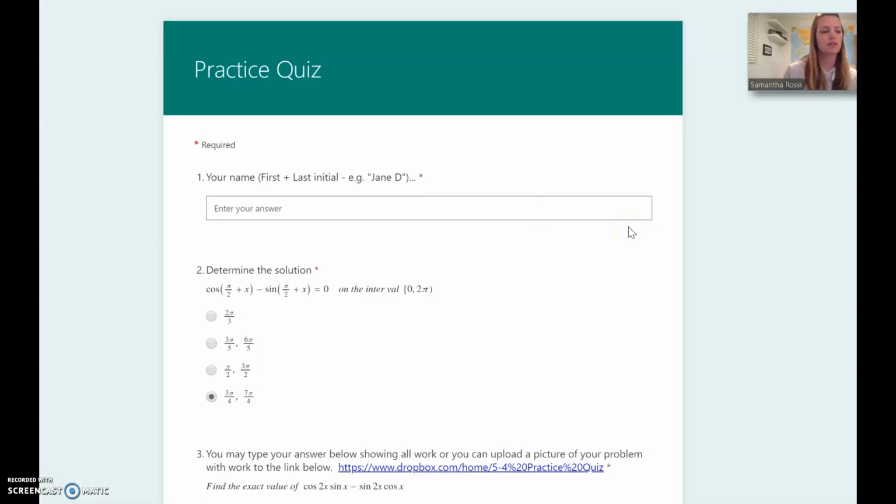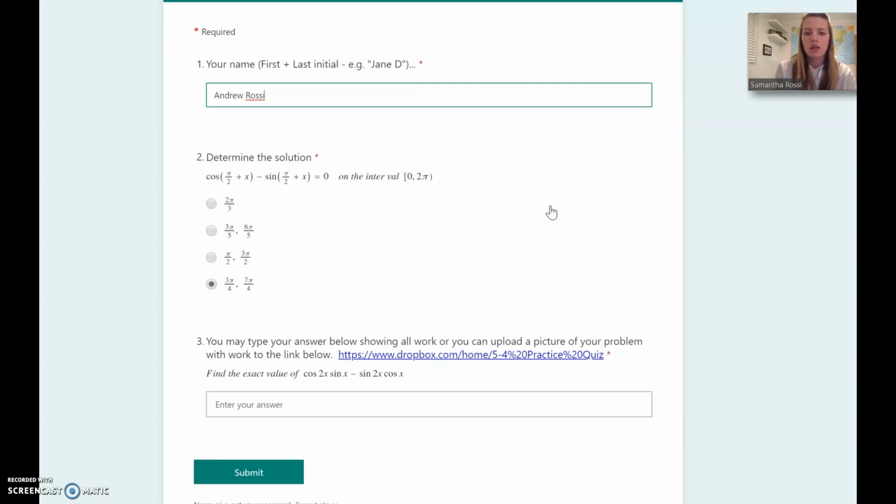So here's a practice quiz that I've created. It looks just like your homework because it is your homework. So you're going to type your name. This is actually Andrew's account, so I'll type his name. Determine the solution. So I did all the work and I got 3 pi over 4 and 7 pi over 4. And then find the exact value.